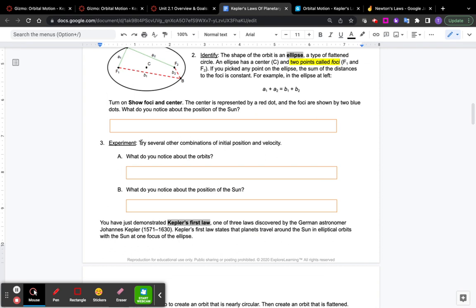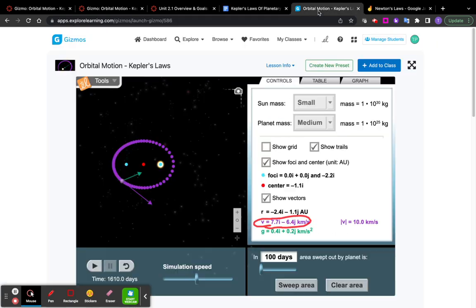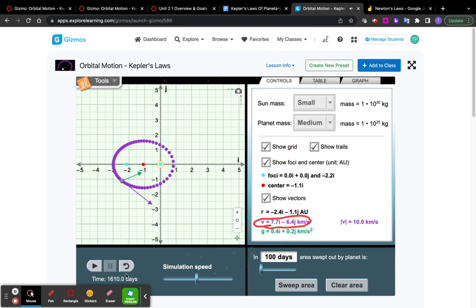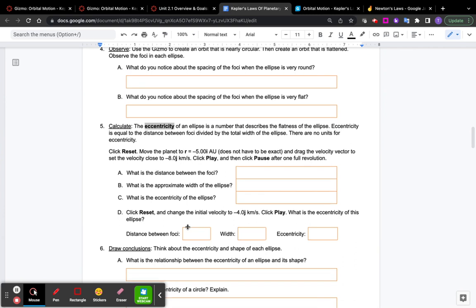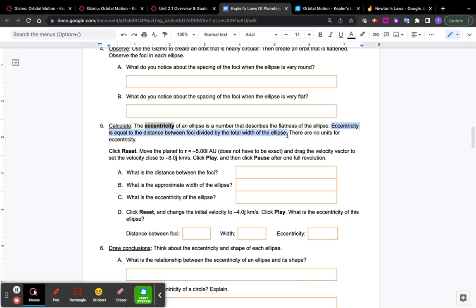Then it's going to say to experiment, try several other combinations of initial position and velocity. That means just move the planet around, move its velocity around, and see what happens. If you have different combinations, different locations, different speeds, different velocities, then you can get different shapes. Just try that out and answer the questions. Now at the bottom here, this is talking about eccentricity. Make sure you read this part. The eccentricity is equal to the distance between foci divided by the total width of the ellipse. And there are no units for this.